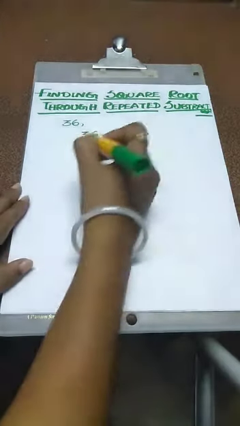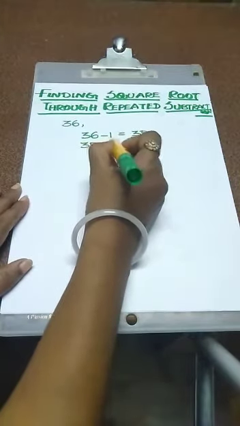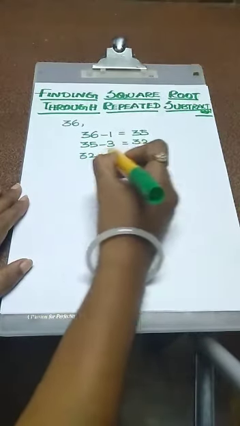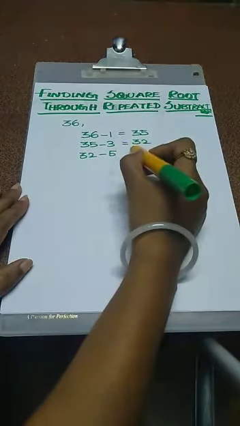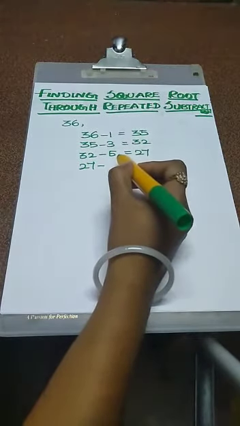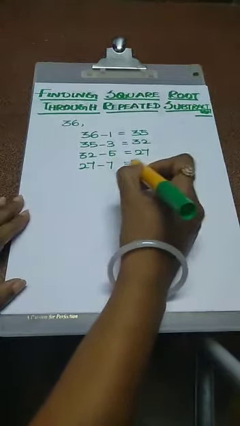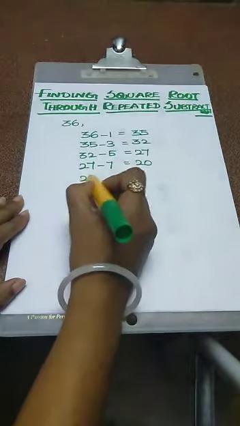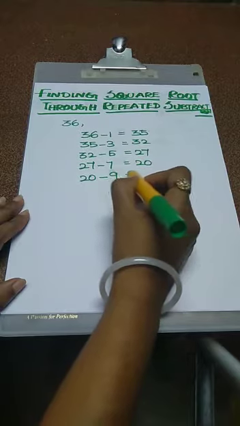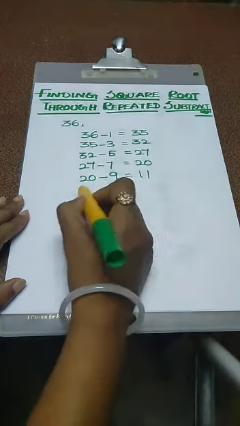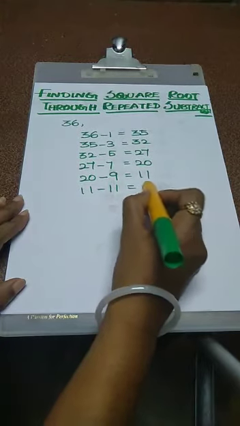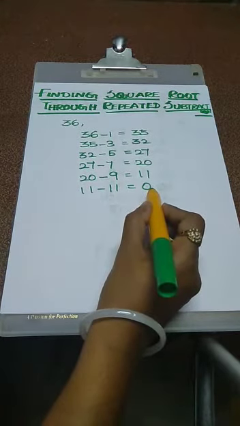Select the next odd number, 35 minus 3. The value is actually 32. Next 32 minus 5. What is the value? 27. Next 27 minus the next odd number, 7. So the value is 20. Next 20 minus the next odd number, actually 9. 20 minus 9, 11. Next we have to select the next odd number, that is 11. So 11 minus 11, 0. So we get the value 0.